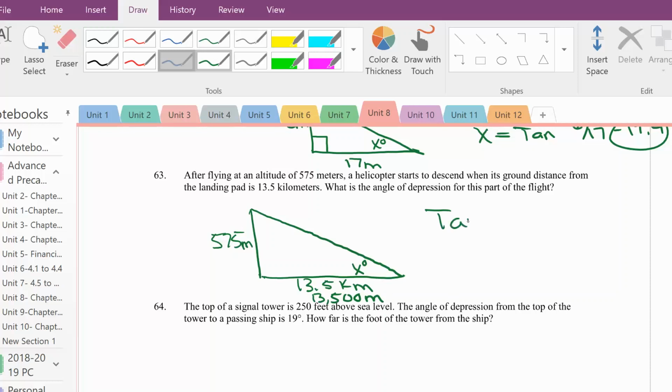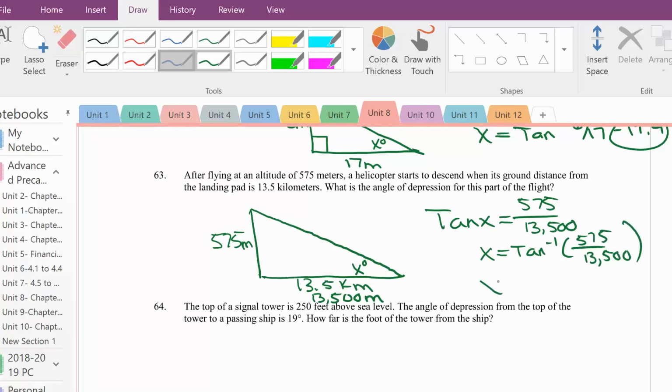So tangent x is equal to 575 over 13,500. So x is equal to tangent inverse 575 over 13,500. So x is 2.4 degrees.